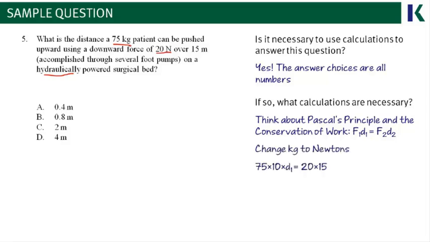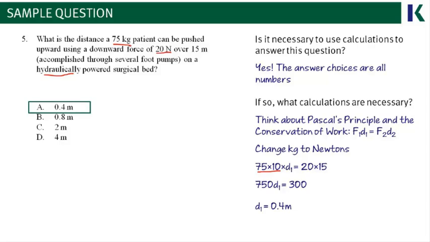Like we said, we first have to change kilograms into newtons, which we accomplish by multiplying 75 times 10. We have our D1 as the variable that we're trying to solve for, and then we have the 20 newtons times the 15 meters. We start solving the problem and we get that 750 times D1 will end up equaling 300. And so in the end, we'll have 300 over 750 equals our distance. 300 over 750 is a difficult fraction to do in your head. If you put it into a calculator, it equals 0.4 meters, and that is our correct answer. However, that's a bit hard for calculations that you want to do on the MCAT.